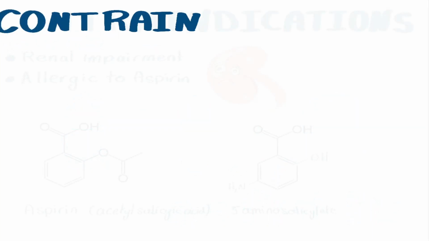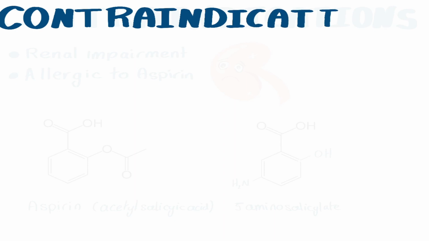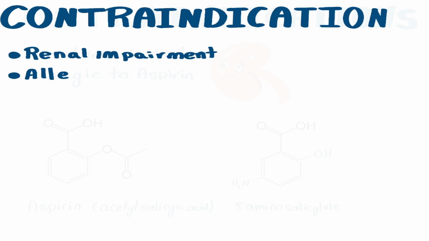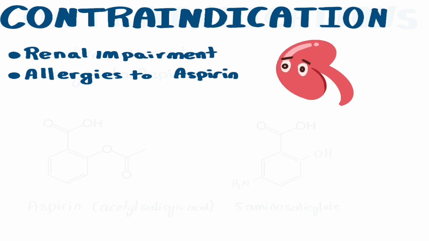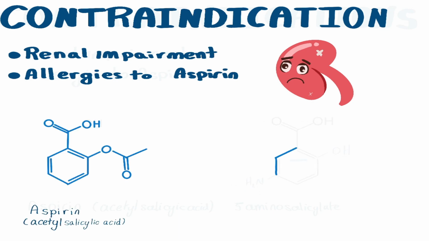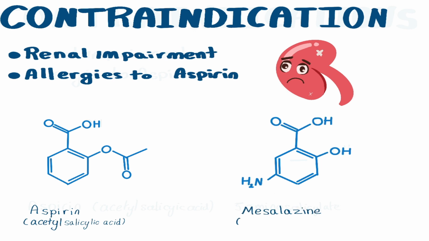Aminosalicylates mainly have cautions more than contraindications. Cautioned in poor renal function, because its side effects would be a lot more prominent. Also cautioned in allergies to aspirin, because aminosalicylate has a similar structure to aspirin, which is acetylsalicylic acid. Therefore, patients who are allergic to aspirin may experience a similar reaction to the aminosalicylate class of medication.